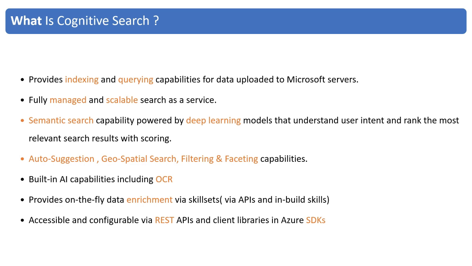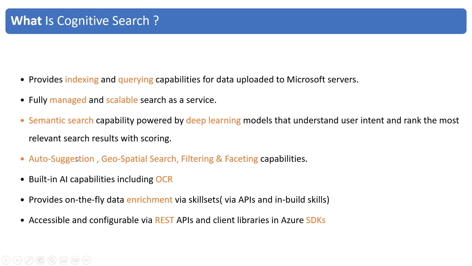Now to explain why they use the term cognitive with the search is because this service provides sort of deep learning and AI powered models. Now these AI and deep learning models analyze your data, analyze the intent and rank the most relevant search results with scoring. So these are capable of understanding the user's intent, what we are trying to search, and based on that show you the most relevant results.